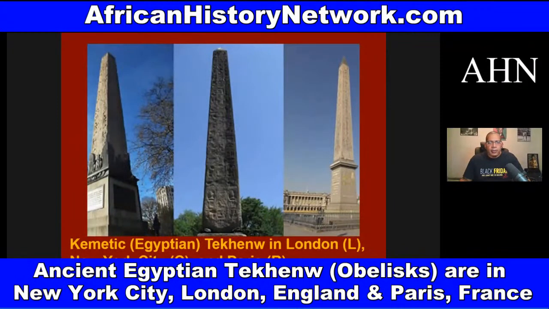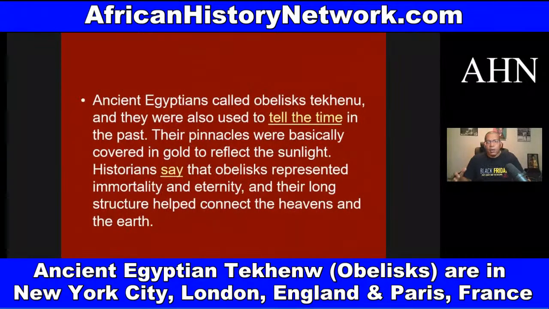There was a good article from face-to-faceafrica.com that deals with the Tekkens and the Tekkenu in London and New York City and Paris, France, because these Tekkenu were taken throughout the world. Ancient Kemetic people called obelisks Tekkenu, and they were also used to tell time in the past. Their pinnacles were basically covered in gold to reflect the sunlight. Historians say obelisks represented immortality and eternity. When you go to graveyards, you'll see those stone structures. You'll see obelisks in graveyards also. Their long structure helped connect the heavens and the earth.